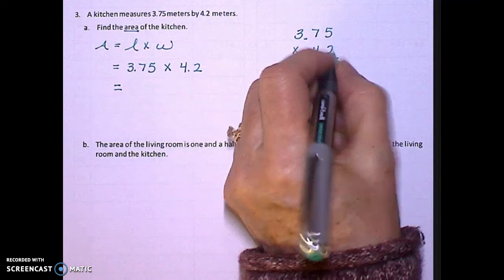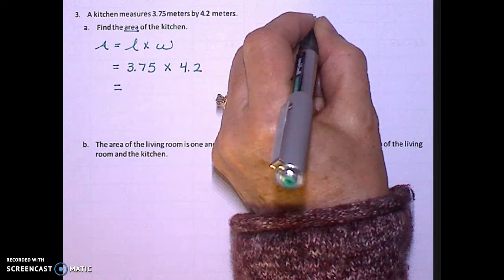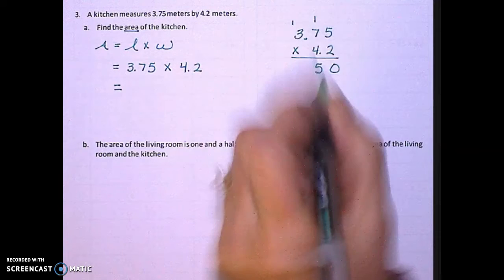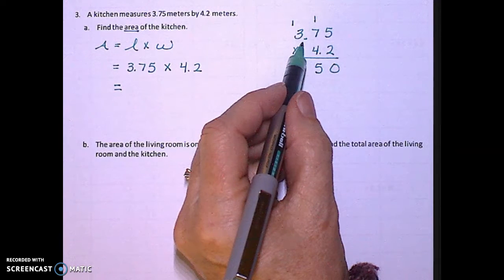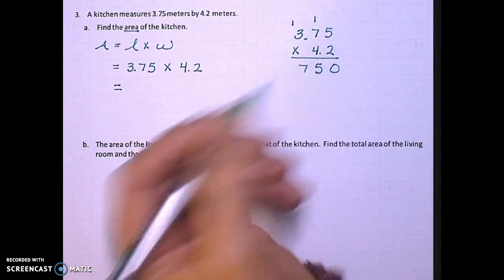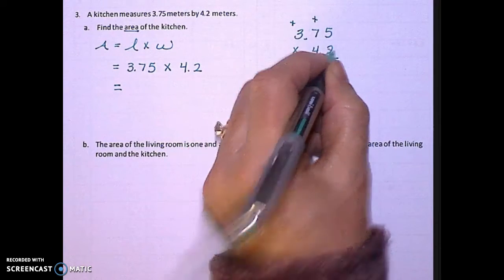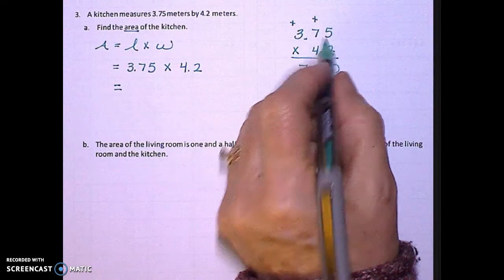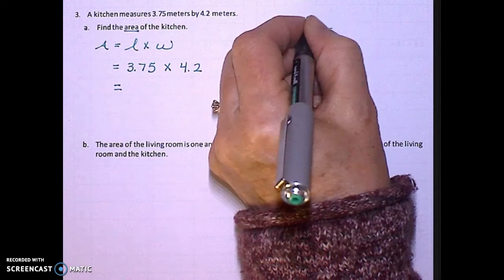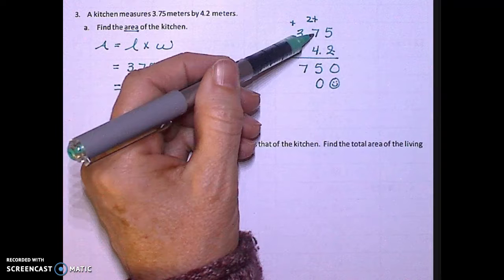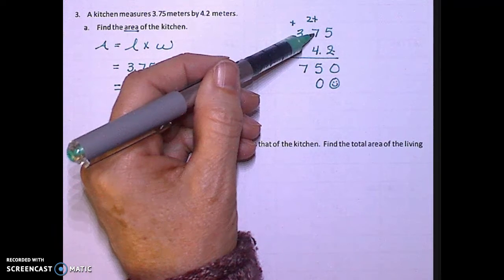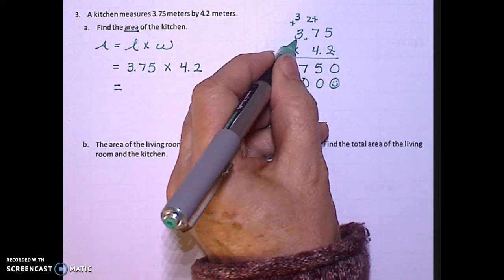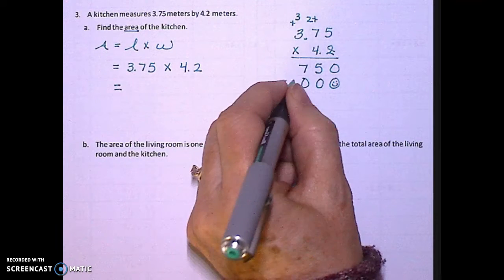And let's multiply. 2 times 5 is 10. Carry the 1. 2 times 7 is 14 plus 1. That's 15. 2 times 3 is 6 plus 1, which is 7. Cross out my carries. Cross out my 2. Placeholder 0. Okay, 4 times 5 is 20. 0, bring up a 2. 4 times 7, what is that? 28 plus 2 is 30. 3 times 4, 12 plus 3 is 15.